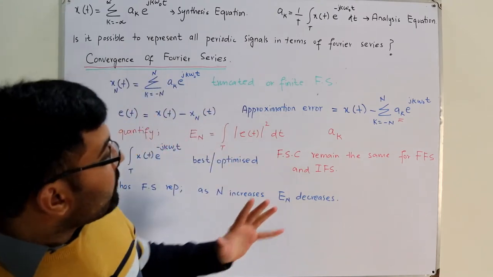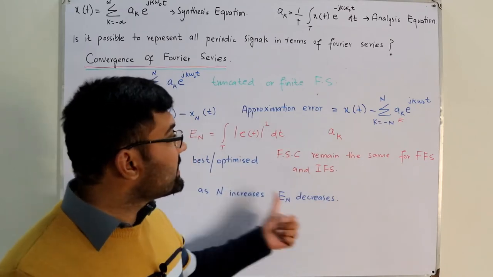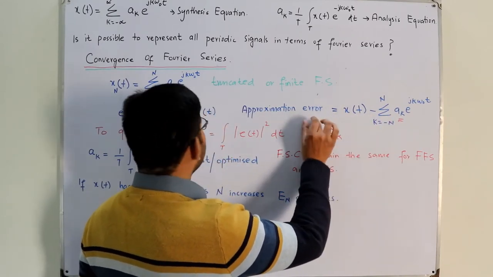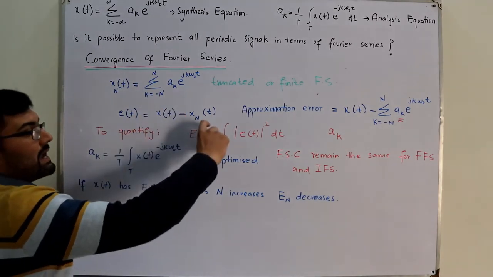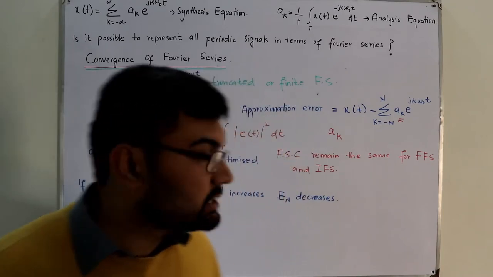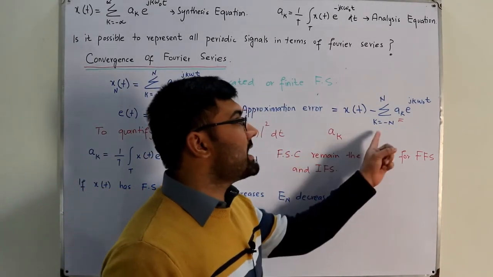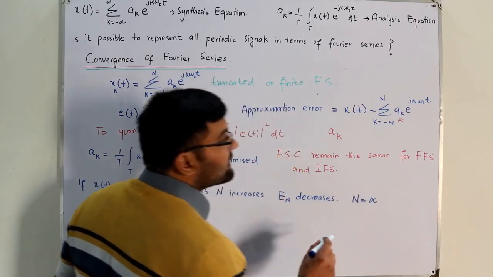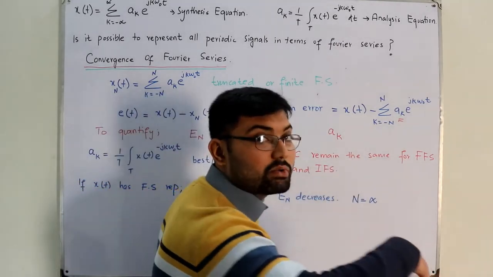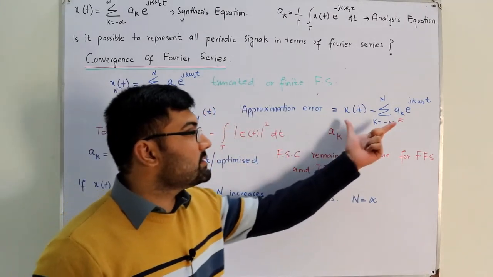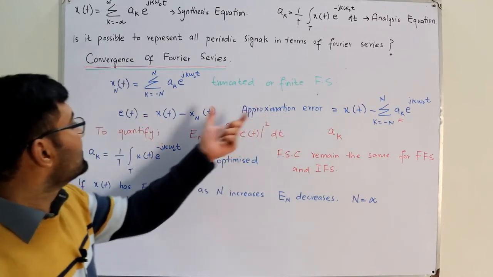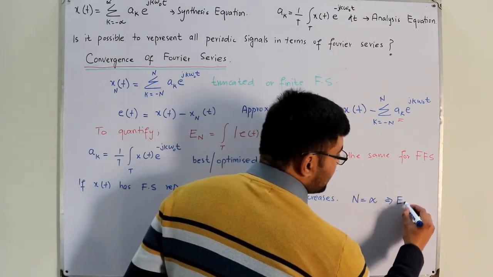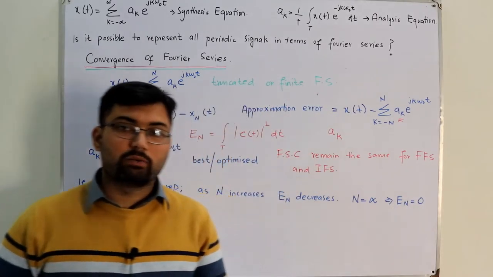So what does it say? As n increases, the error decreases. This approximation becomes better and better as n increases. The difference signal becomes smaller and smaller, the approximation error becomes smaller and smaller, and the energy of the error becomes smaller and smaller. Ideally, if n becomes infinity, this would be the exact representation of x of t, which means the difference between the two would be zero, the approximation error would be zero, and the energy of the approximation error would be zero. So if n equals infinity, the energy of the error e n would be zero, and that is what we have got.